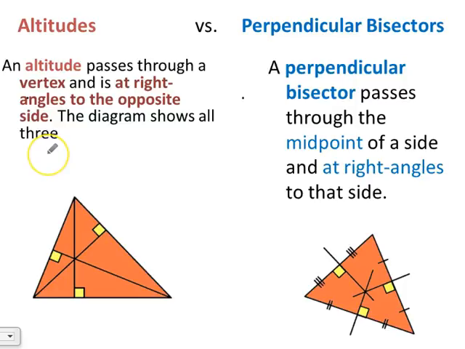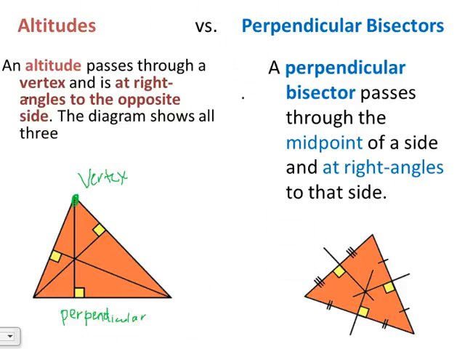Alrighty, so let's talk about perpendicular bisectors when we talk about being within a triangle. We already know what an altitude is. Remember, an altitude starts at a vertex, and then we have to cross the opposite side at a right angle. We have to be perpendicular when we intersect the opposite side of our vertex.